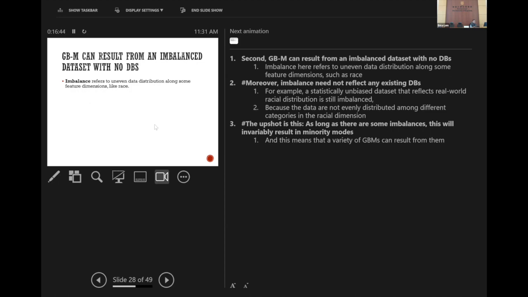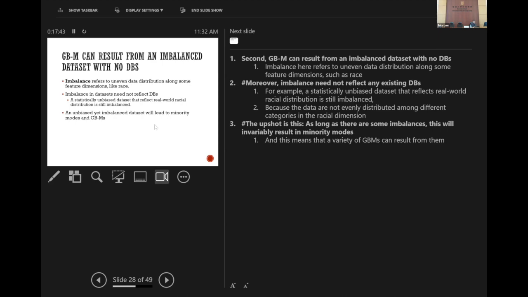And the second claim: GBMs can result from an imbalanced data set that has no dataset bias at all. Here, imbalance refers to uneven data distributions across some dimensions of the feature space, for example, race or gender, or even hair color. Importantly, imbalance need not reflect any existing societal bias or dataset bias, right? Because, for example, a statistically unbiased data set that reflects real-world racial distribution can still be imbalanced. This is because the data are not evenly distributed along, for example, different categories along the racial dimension. So as long as the data is not evenly distributed, it is imbalanced.